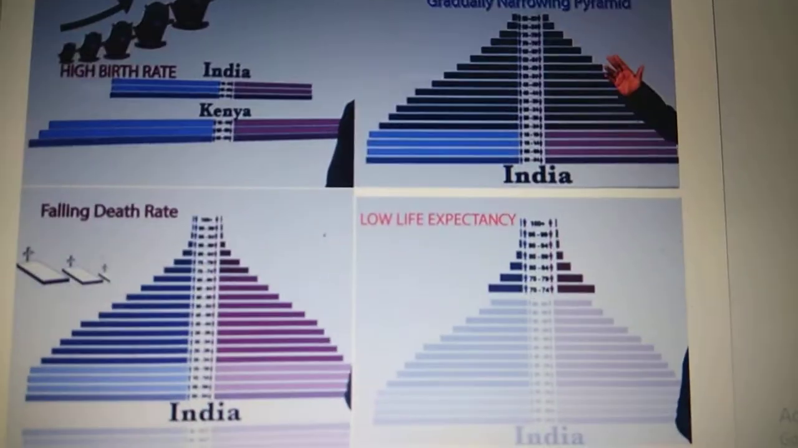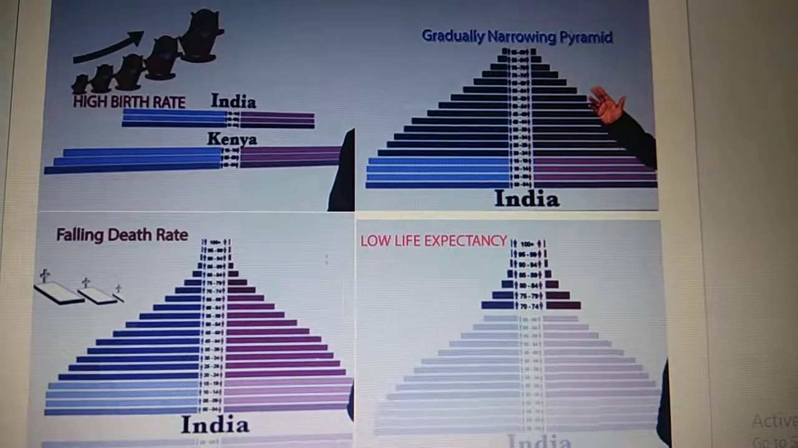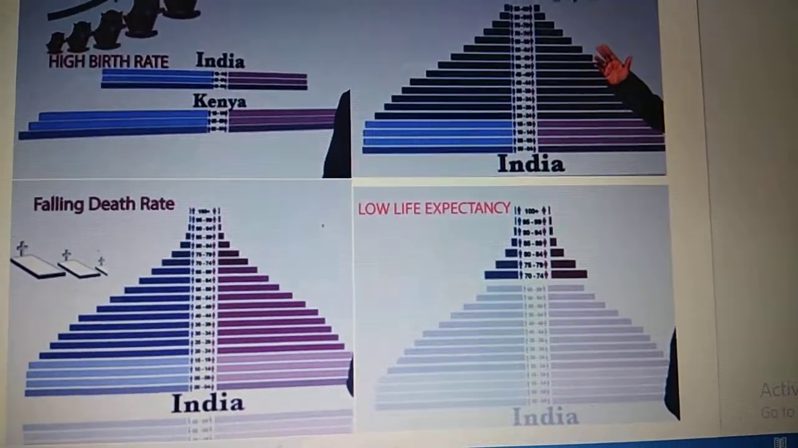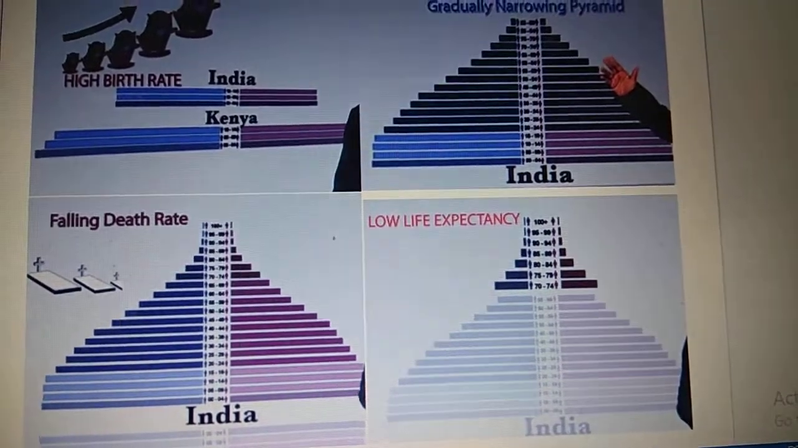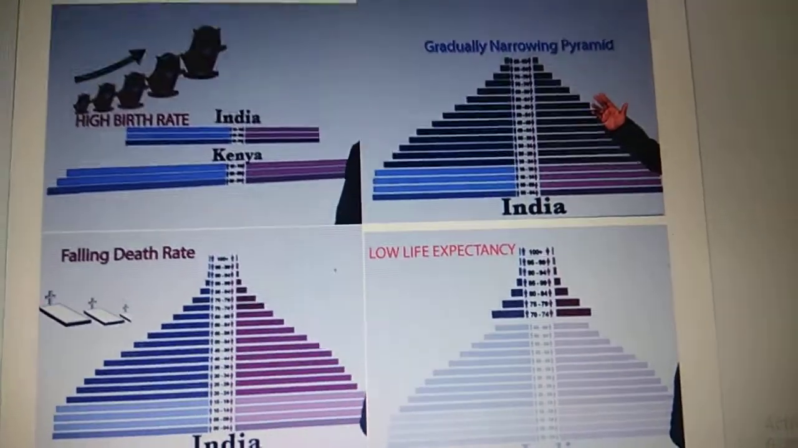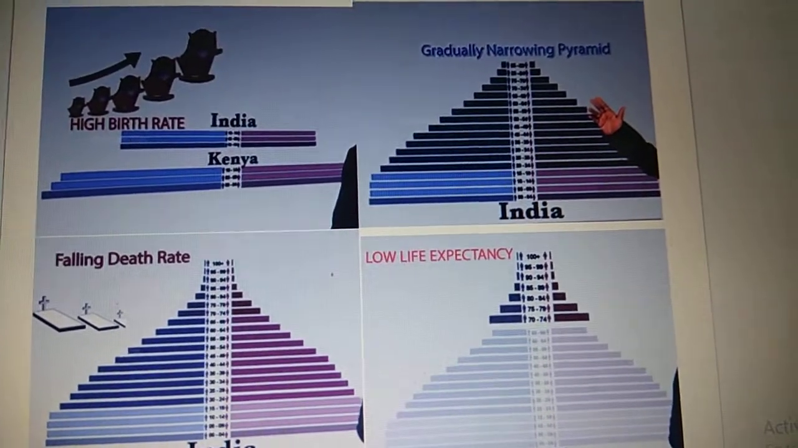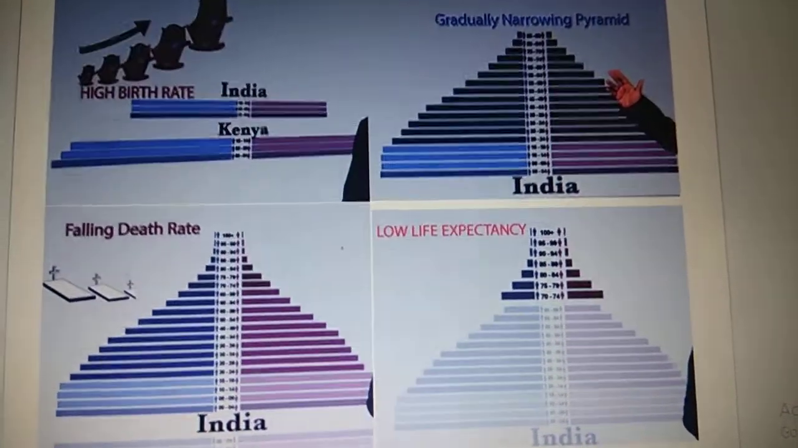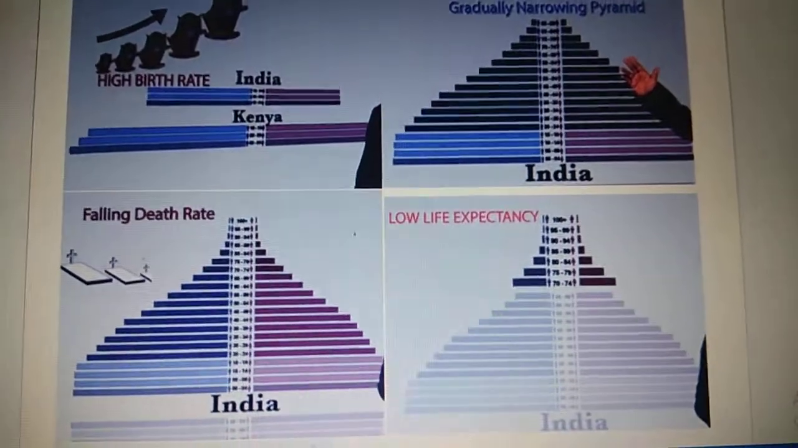We can say India is a developing country, but our only satisfaction is that we have a much younger population as compared to the other countries. So now, what is the government going to plan for India?